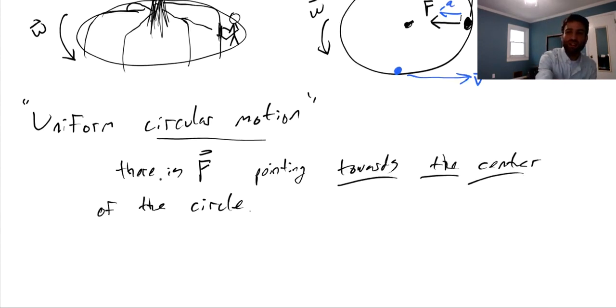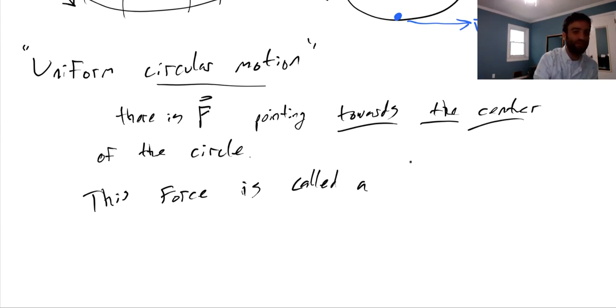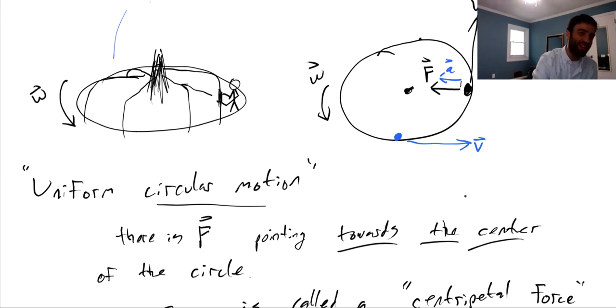And this force is called a centripetal force. And the word centripetal comes from Latin roots that just means seeking the center. And so it's an easy way to remember what this force is called, because you've got a force that's seeking the center. It's pointing towards the center of the circle that you're moving around. And that's how you get uniform circular motion.